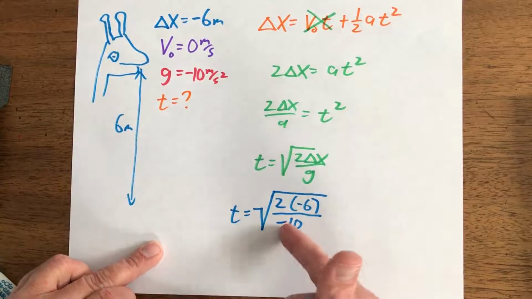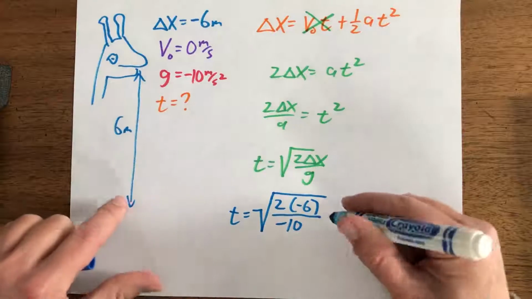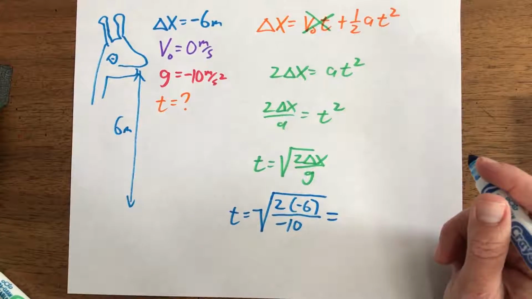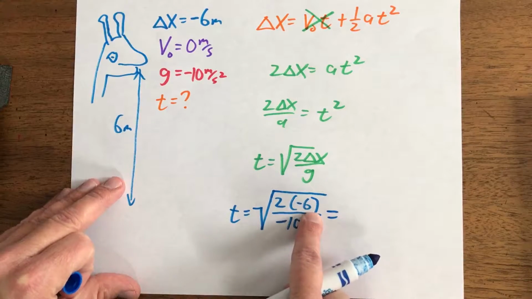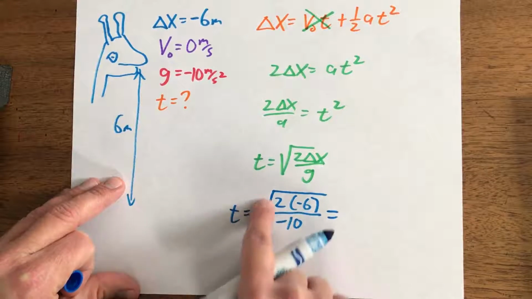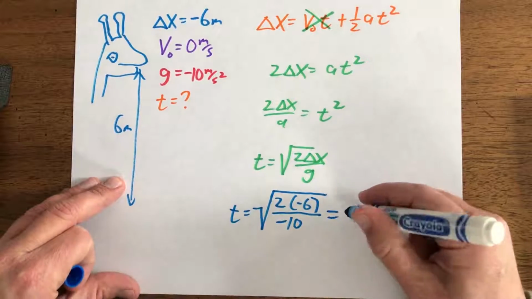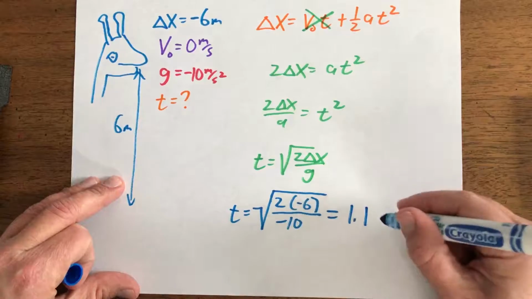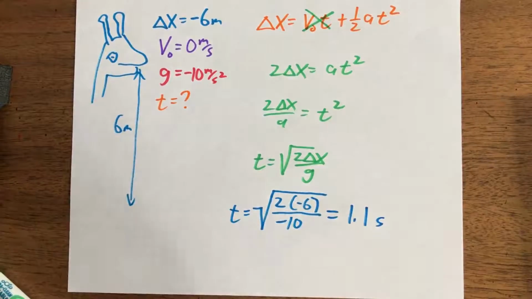Or if you make a double mistake, you forget that negative and that negative, you're actually okay because you're back to being positive again. So 2 times 6, which is 12, divided by 10, so 1.2, square root of 1.2, and you get about 1.1 seconds is the time to fall.